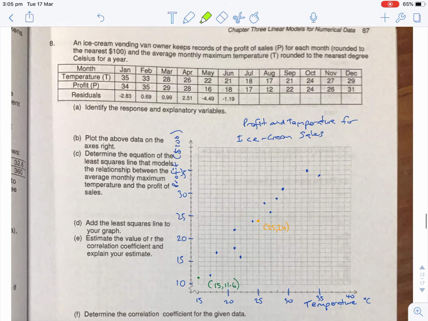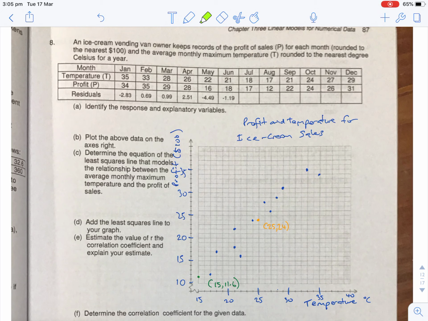Okay, let's do an example. This is your question from the CLUP textbook, from the review questions at the back. It's question 8. It says an ice cream vending van owner keeps records of the profit of sales for each month, recorded to the nearest 100. Do watch for little tricks when they start doing that, because you need to reinterpret your answers back in that context. And they're plotting that against the average monthly temperature rounded to the nearest degree.